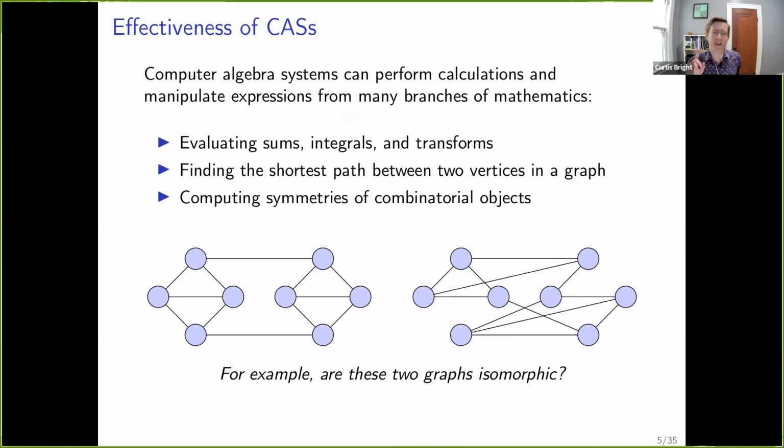One in particular that I want to go over, which will be important later, is take a look at these 2 graphs here. On the left, we have a graph with 8 vertices. On the right, a graph with 8 vertices. All the vertices have degree 3. Now the question is, are they actually the same graph? Are they the same up to isomorphism?